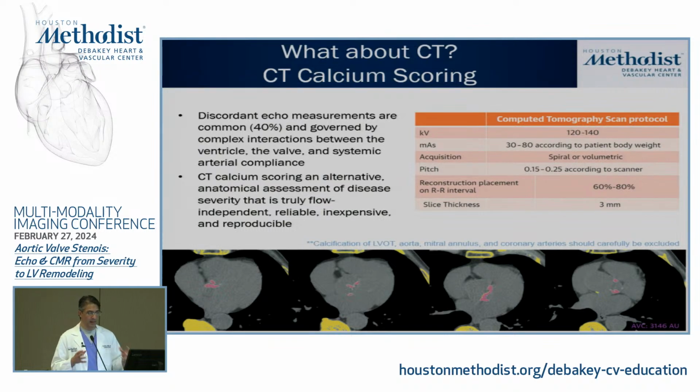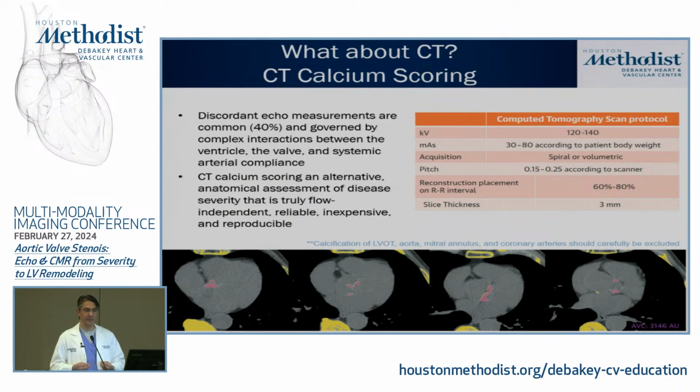One of the things I want to frame is that it turns out in the published literature that in 30 to 40% of cases there's a discordance between gradients and valve area. And the thought is that there are obviously a lot of complex interactions going on here. There's the ventricle, there's the valve, and then there's the systemic arterial compliance. These three things together dictate all of this.